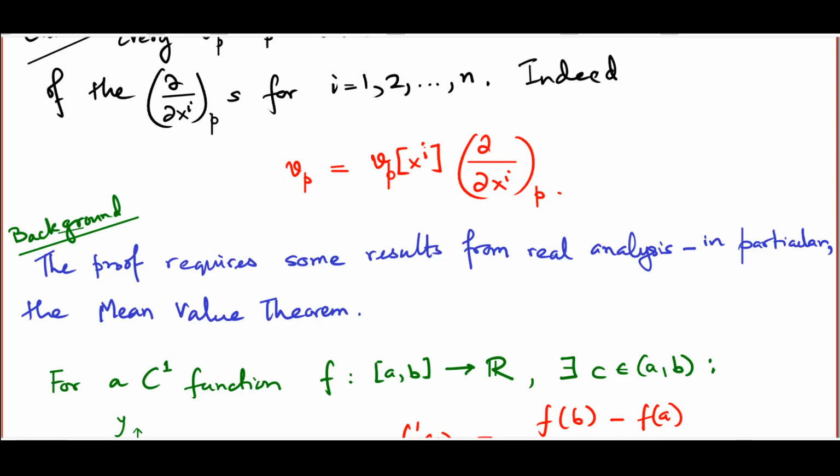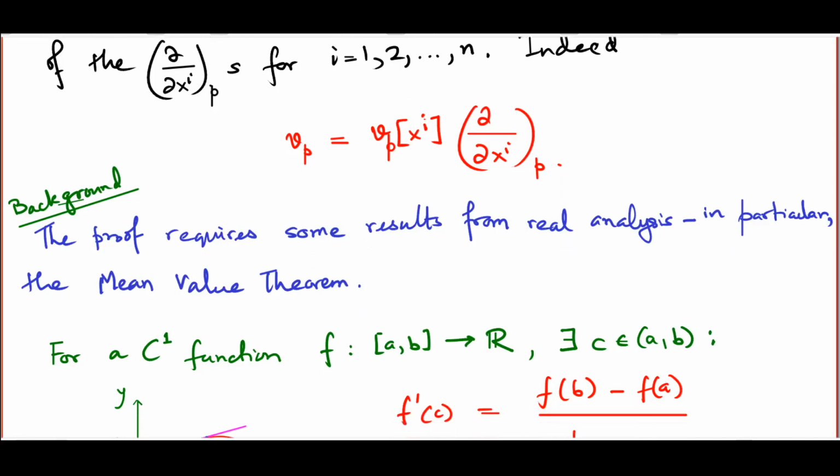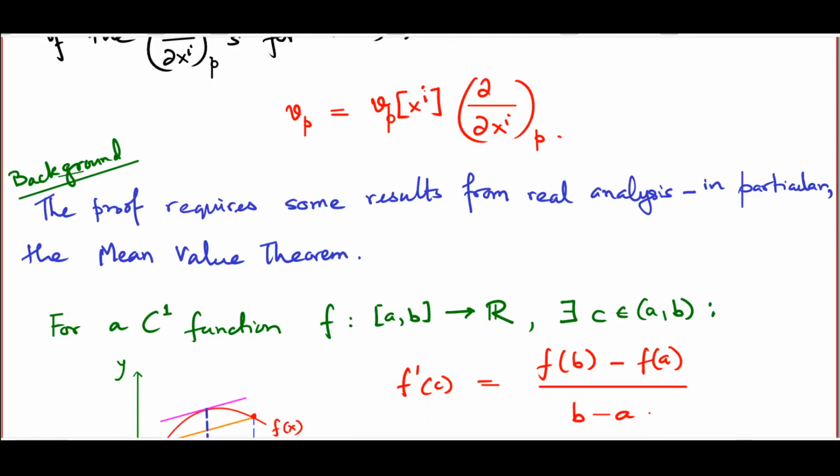First, the standard mean value theorem for functions of a single variable. If you have a single variable function f, a C1 function, a function which is differentiable once continuously, from an interval a to b to R, then there exists a point c in the open interval between a and b where the following holds: f prime of c is equal to the difference of the values of f at the two endpoints divided by the interval size, f(b) minus f(a) by b minus a.